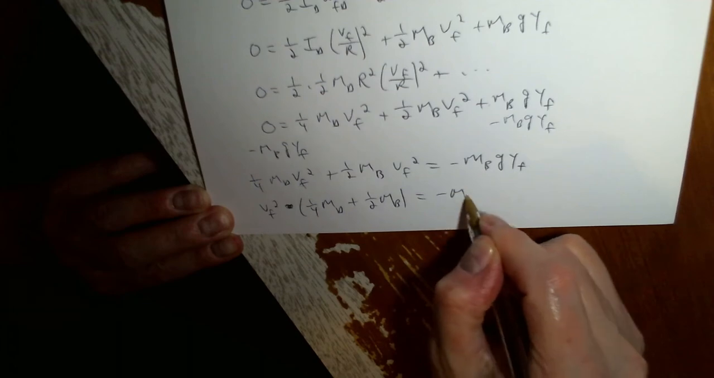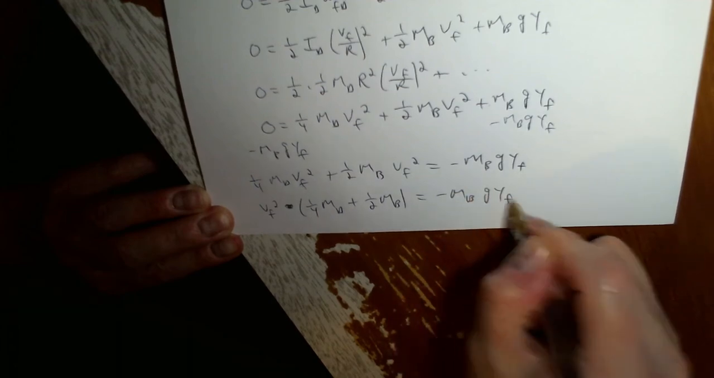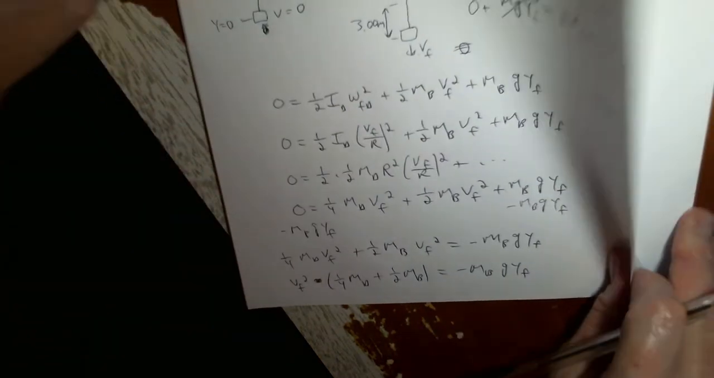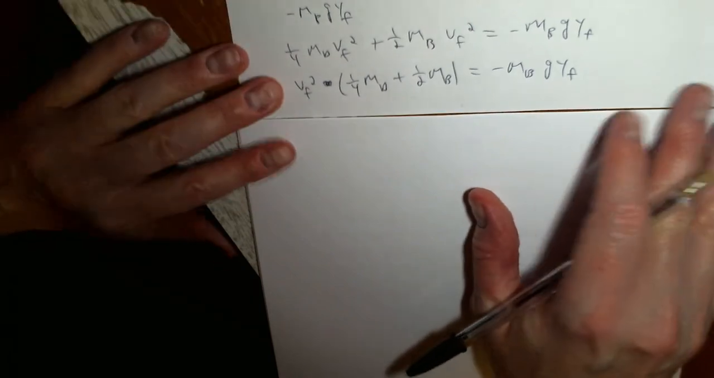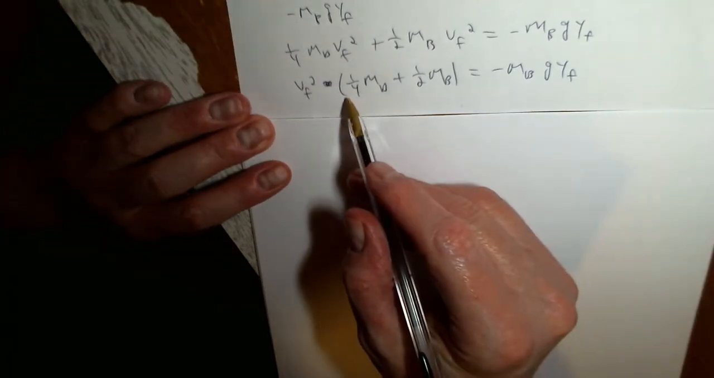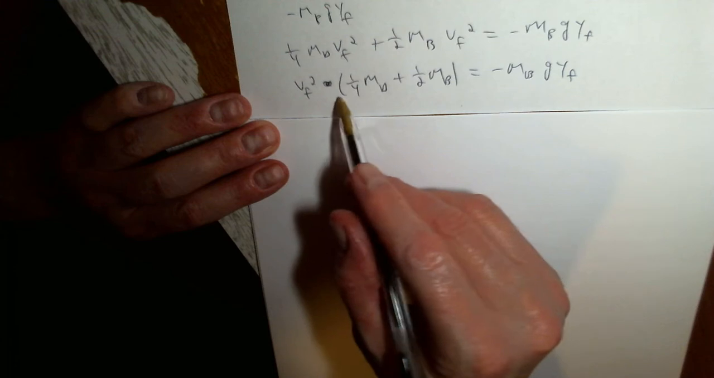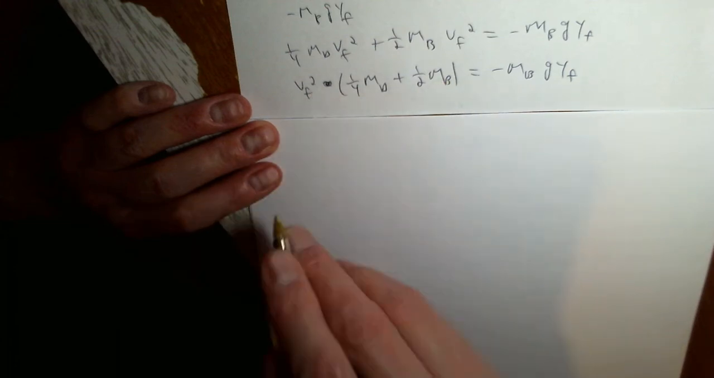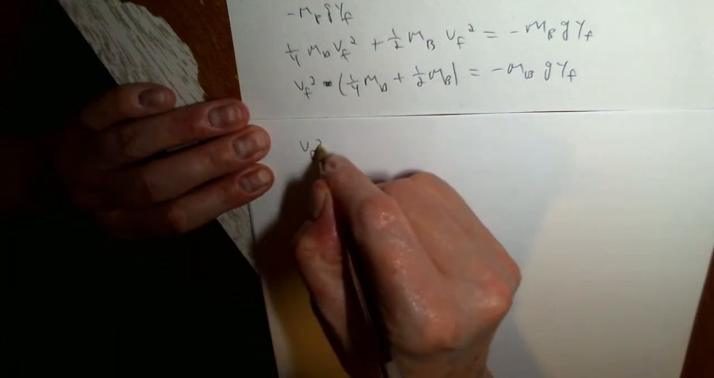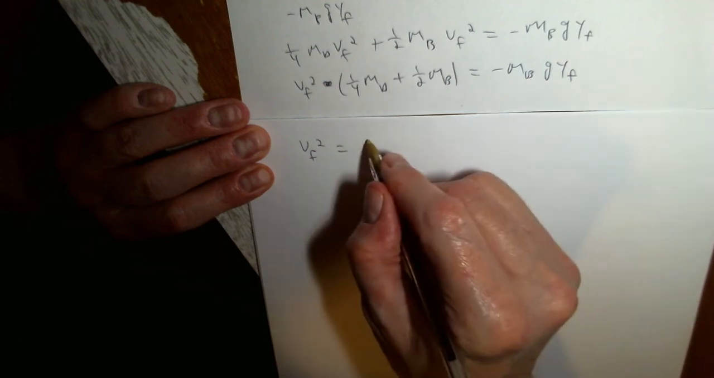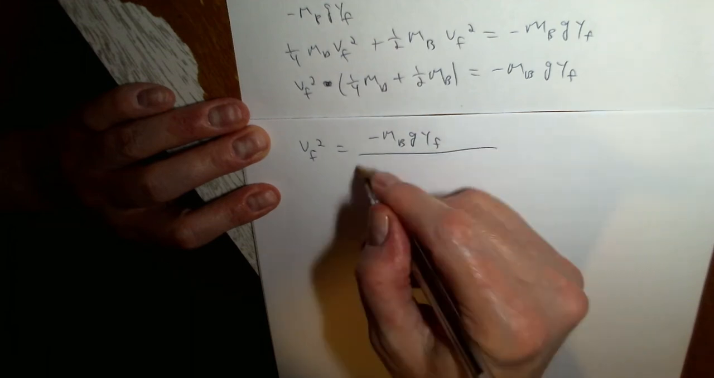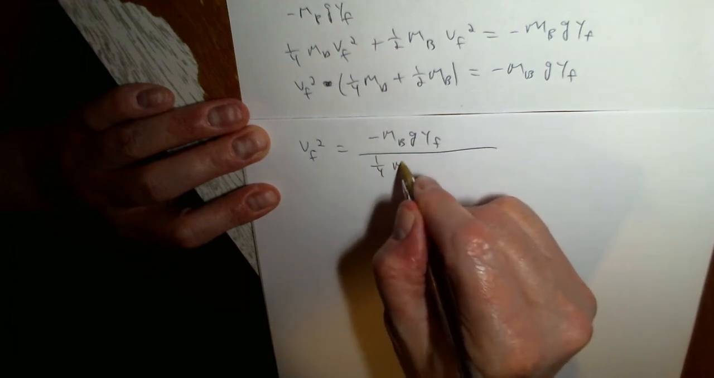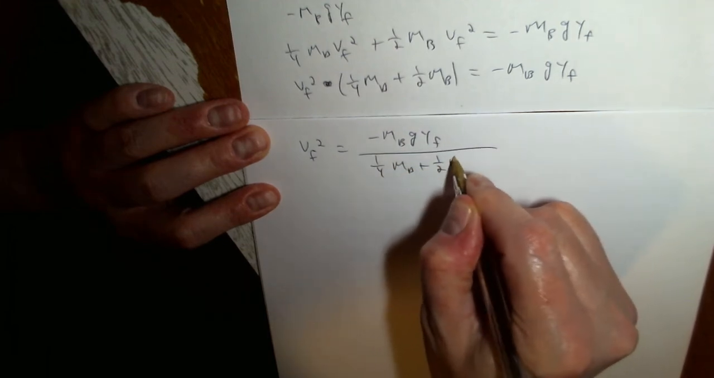equals minus M bucket g y final. I'm just doing algebra now, right? The physics is done. And so then I divide on both sides by this thing to get V final squared by itself. So V final squared is equal to minus M bucket g y final divided by 1/4 M drum plus 1/2 M bucket.